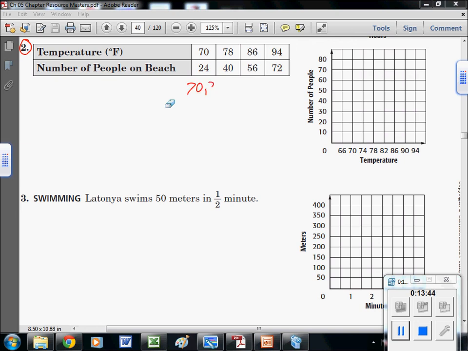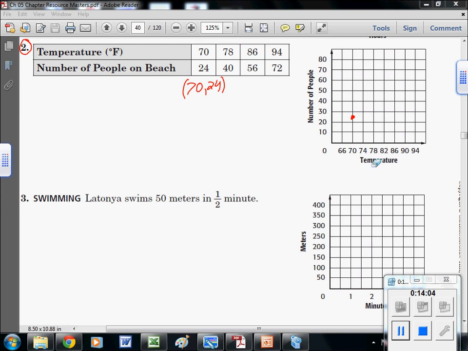So 70, 24, that's our first one. I'm not going to write the ordered pairs for all of them, just want to remind you can. So find 70, go up to 24. This is 20, that's 30, that's 25, so a little less than half. So about right there, a little less than half. It's okay to round when you're putting these in there, it's okay to estimate.